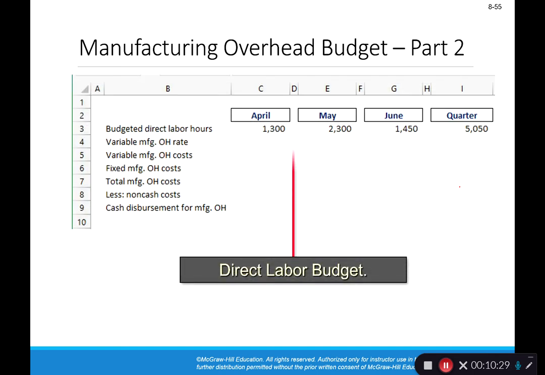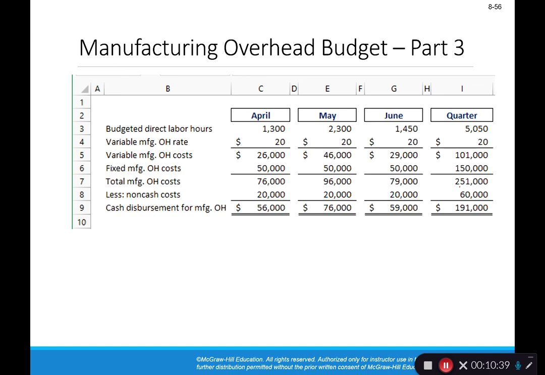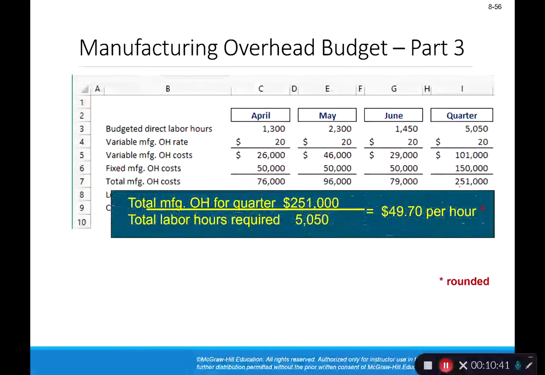So it's quite simple to do this. We're basing it on direct labor hours. So we're going to get our direct labor hours from our direct labor budget that we just created. And then we know our variable overhead rate's given at $20 an hour. So we just take our hours times our rate to get our total variable overhead. Our fixed overhead costs are a constant 50 each period. And then we just add it up to get our total overhead costs.